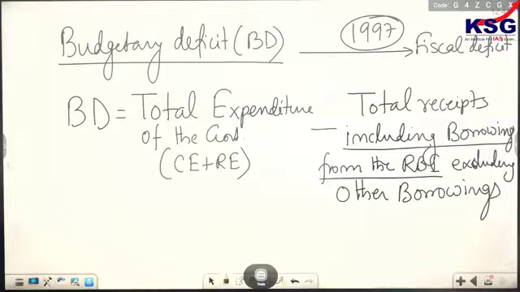A few questions I received from your side. What are other borrowings? Market borrowings. Still we have to say it after all these things, dear. There are two: one is borrowing from the RBI and the second is market borrowings.